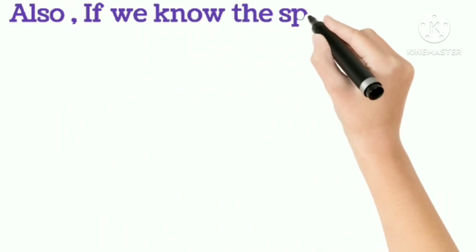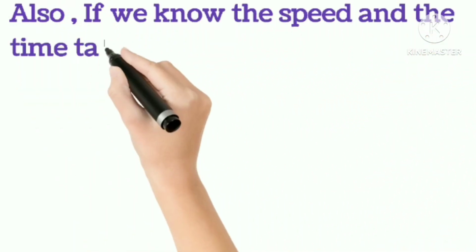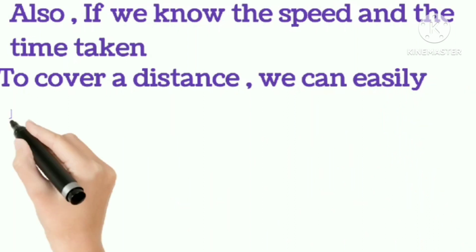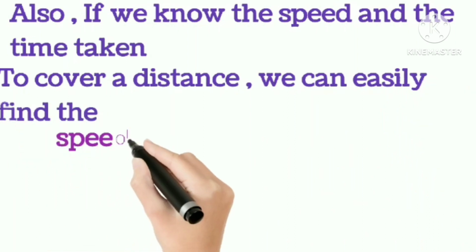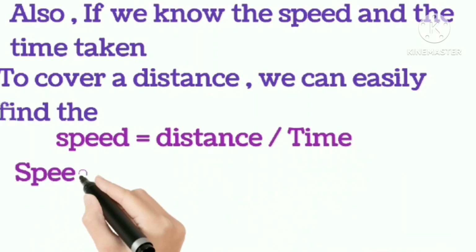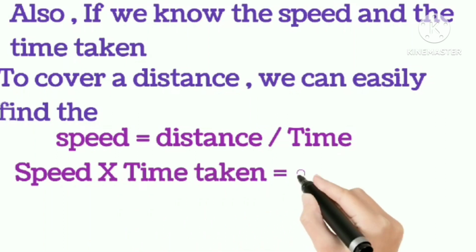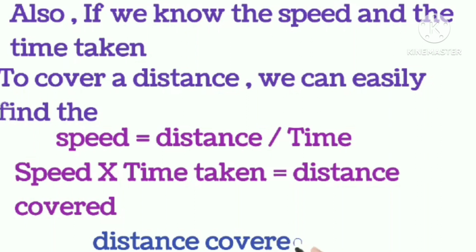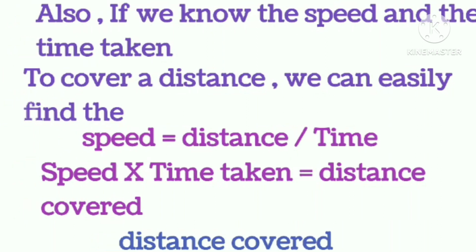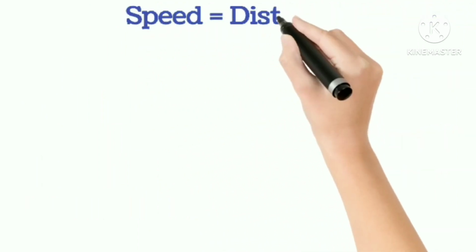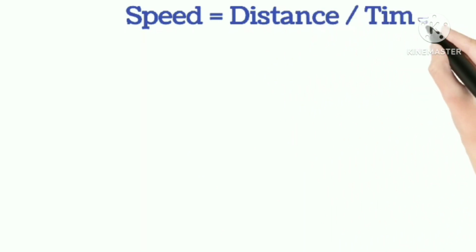Also, if we know the speed and the time taken to cover a distance, we can easily find the distance. Speed is equal to distance by time. Speed into time taken is equal to distance covered. Distance covered means speed is equal to distance by time.